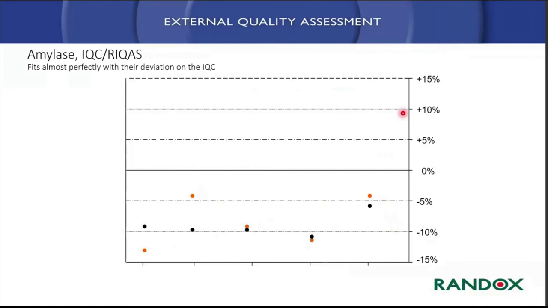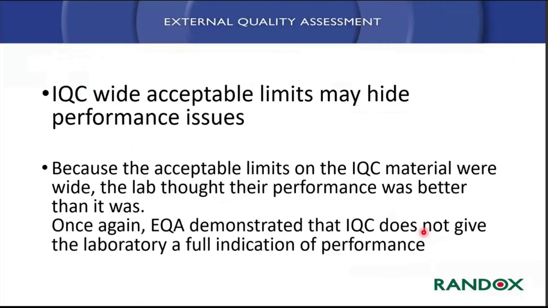Of course, what we would say is that the ranges you're setting should be your own. The values that a manufacturer supplies are only the starting point for when you're changing to a new lot of material, or when you're first starting off, you may want to use those ranges as a starting point. But really, in order to look at day-to-day precision, you need to work out what your own precision profile is. That's what you should be using to give you sensitive information for your day-to-day analysis. So internal QC, if you have wide acceptable limits, may hide performance issues.